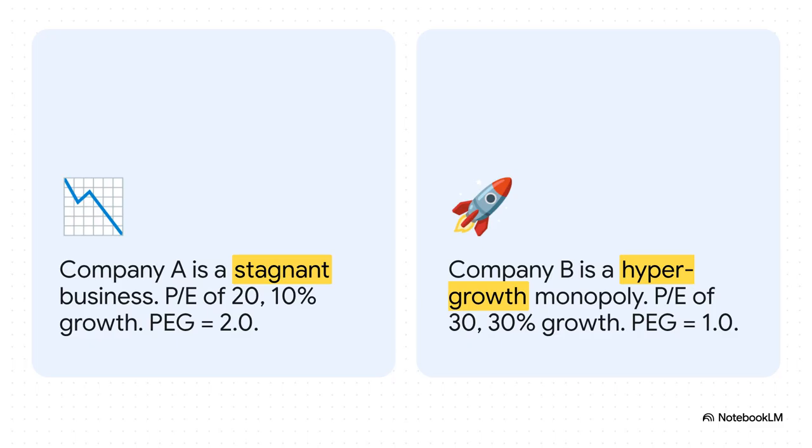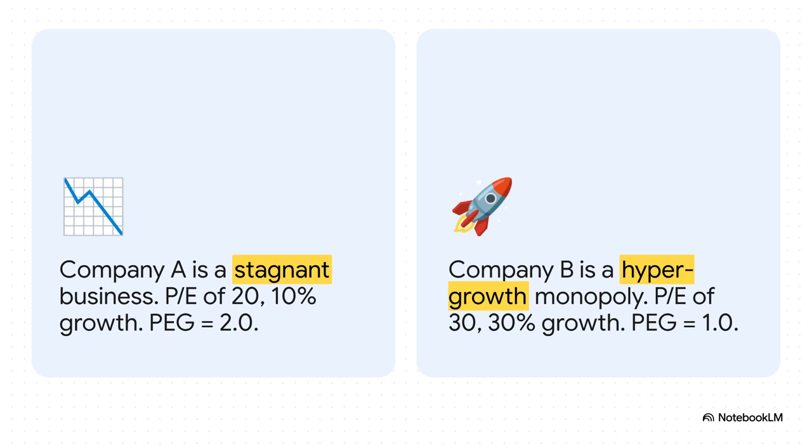Now compare that to company B. This is a hyper-efficient tech monopoly. Its PE is 30. Now amateurs see that 30 and immediately think, no way, that's way too expensive. But wait, it's growing its earnings at 30% per year. So 30 divided by 30 gives us a PEG of exactly 1.0. And this right here is a real game changer for your portfolio.